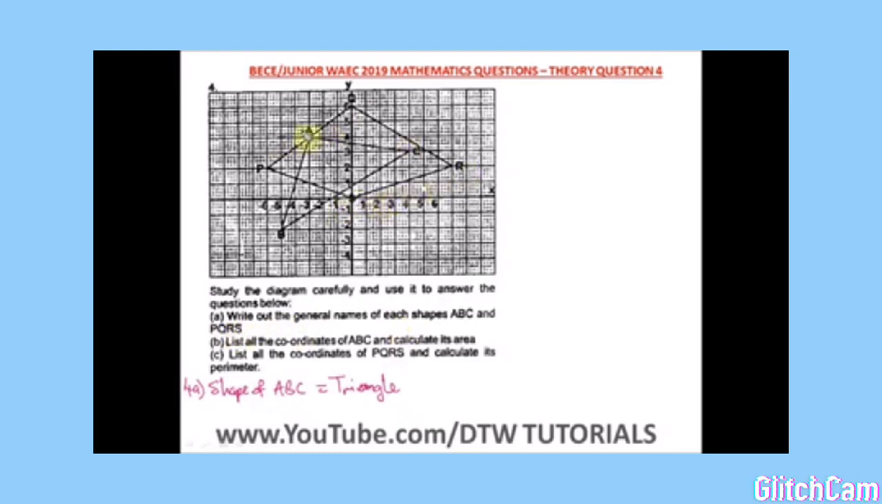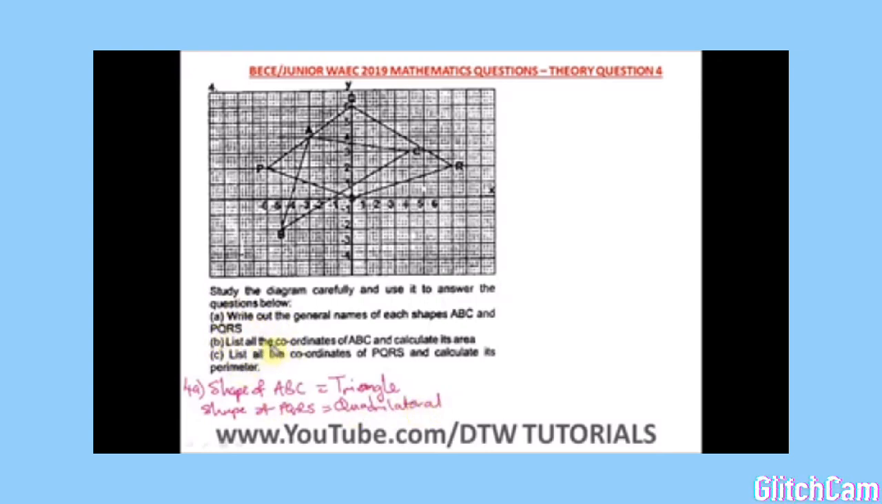Okay, this shape is a quadrilateral, but do we know the type of quadrilateral it is? Is it a trapezium? It doesn't look like a trapezium. There is no one pair of parallel sides. It doesn't look like a kite, nor a rhombus or a rectangle. So it's just an irregular quadrilateral. So all you need to do is just write the shape of PQRS is equal to a quadrilateral. Okay? So this is the answer for 4A.